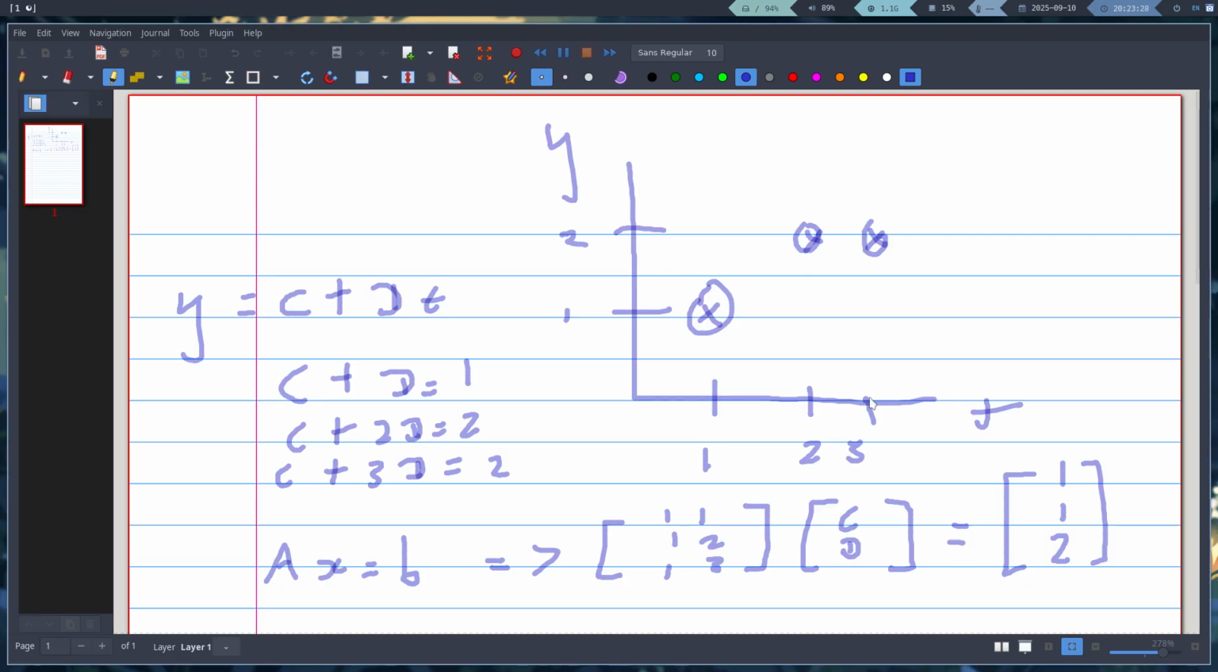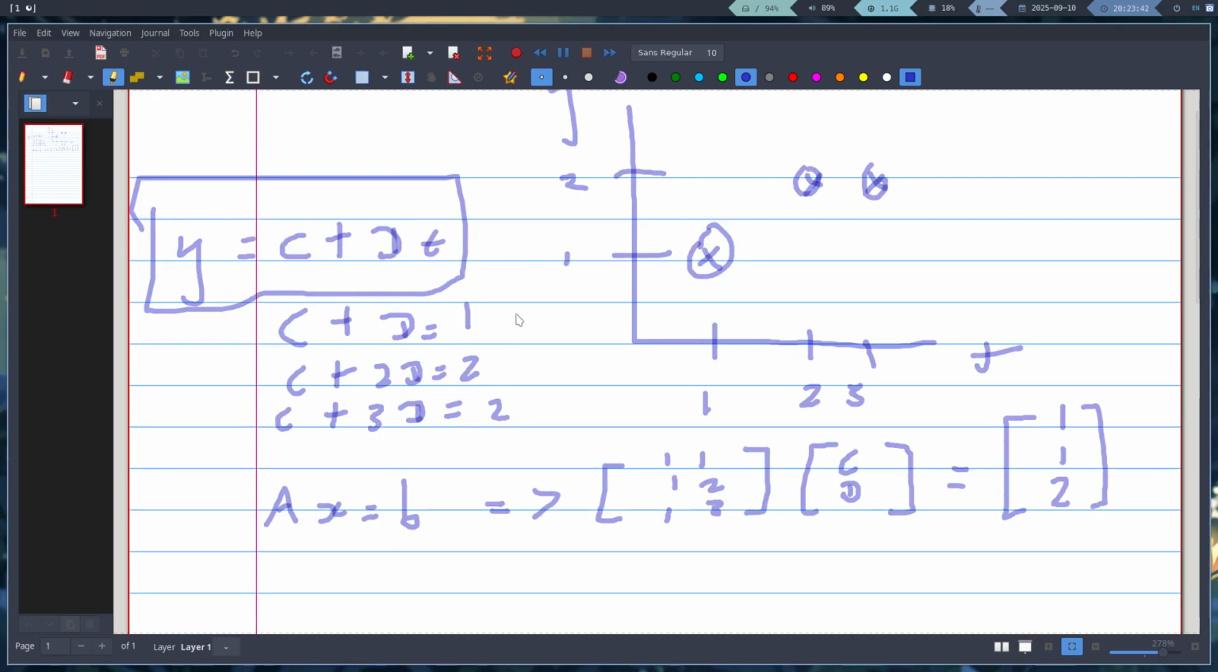So suppose you had this data set here. It's a very simple data set. And by the way, this is linear regression, so it's basic machine learning. Recall that the equation of a line is just y equals c plus dt. Then you can turn this graph into a system of equations: c plus d equals 1. Here d times t is your time axis, or x-axis. So here t is 1, t is 2, t is 3, and then you see the y values over here.